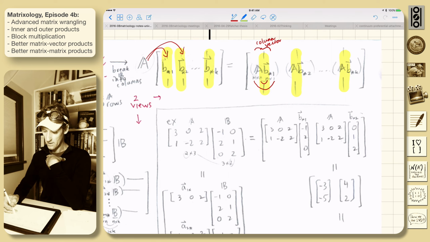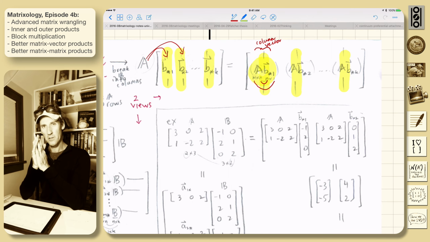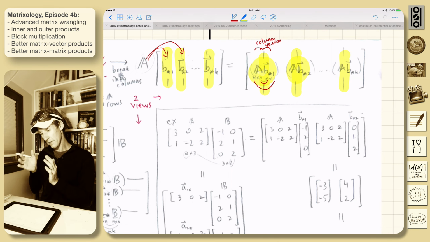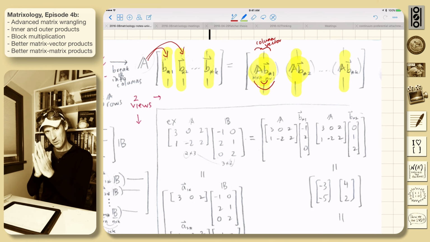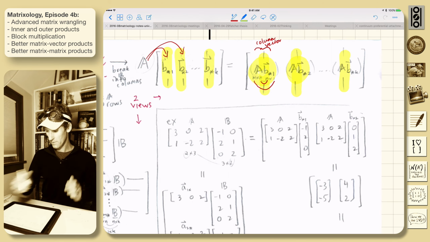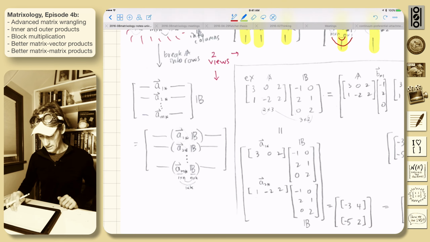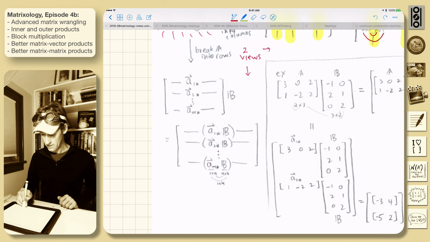So really, this first one here is a combination of A's columns, right? A times B is a combination of A's columns with the weights of B in there. This is again combinations of A's columns. So C only ends up with combinations of A's columns everywhere. That's an important thing.